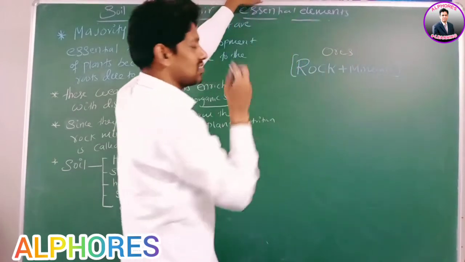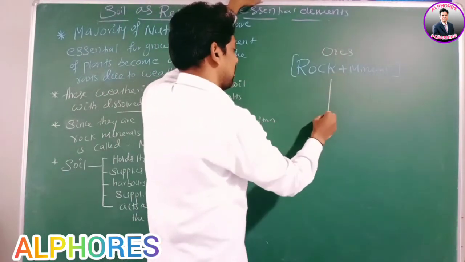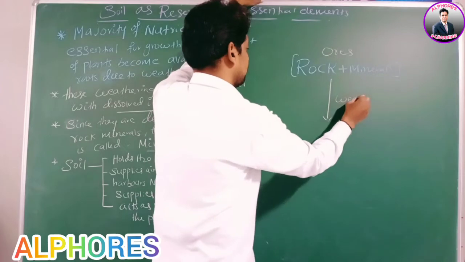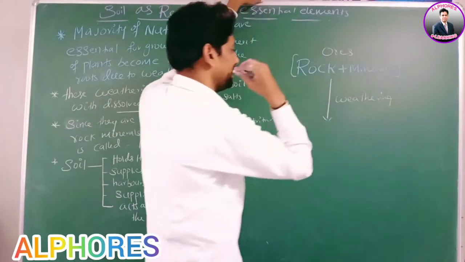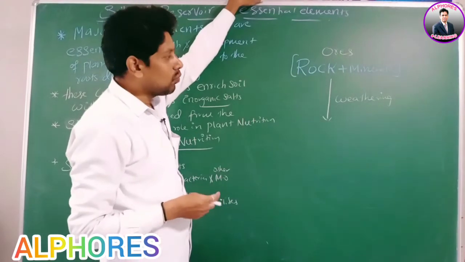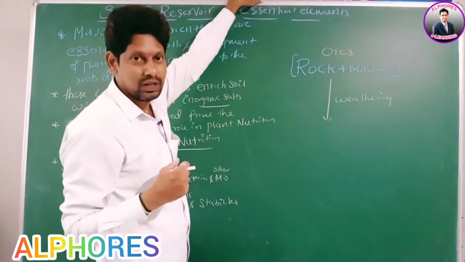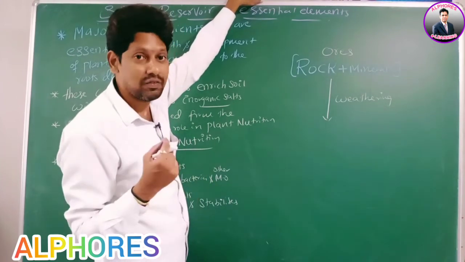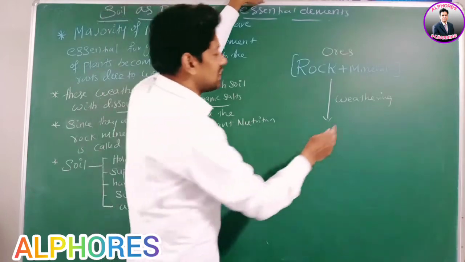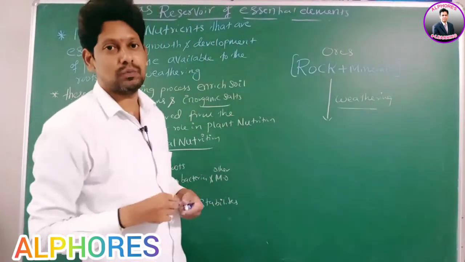What are such rocks called as, sir? Ores. When these ores undergo a weathering process, which process, sir? Weathering process. What is this weathering process, sir? The ore breaks and forms soil. That is called as what, sir? Weathering process. When this weathering process takes place, the rock is going to break.